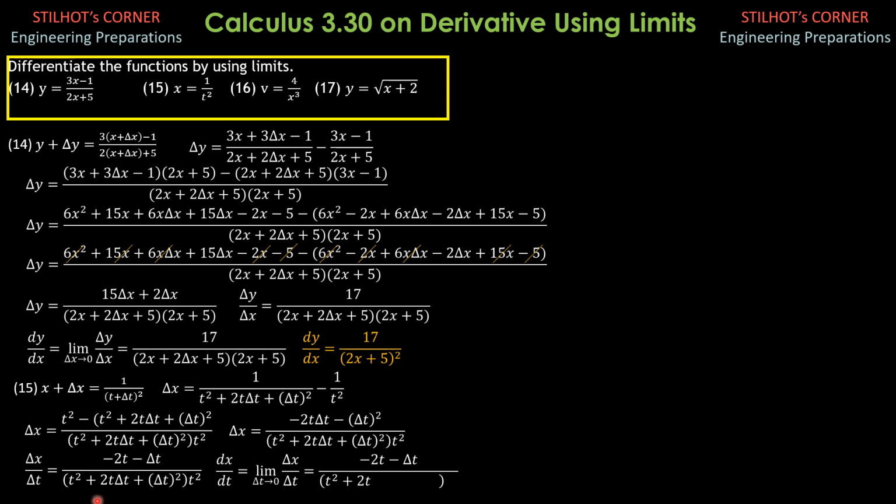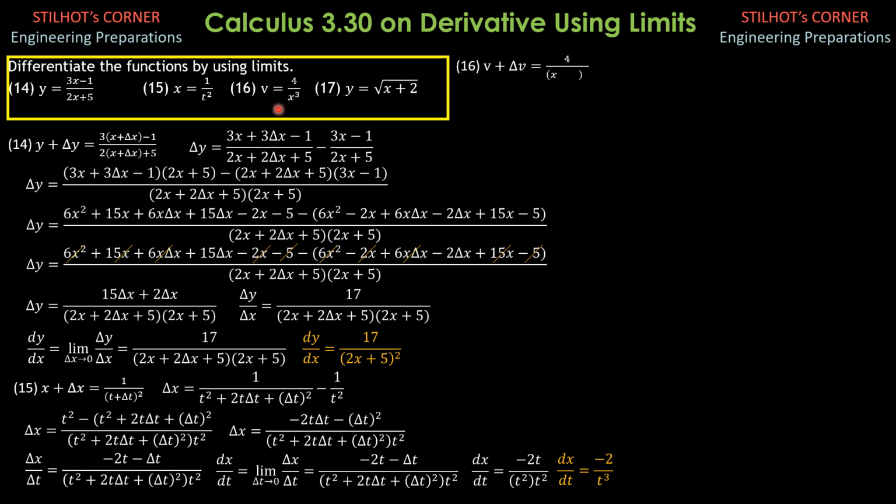So the final answer would be negative 2t over t squared times t squared, so t cubed. Since there is still t here, the final answer is negative 2 over t cubed. So dx/dt is negative 2 over t cubed. So that's for problem 15. Then we proceed to problem 16.